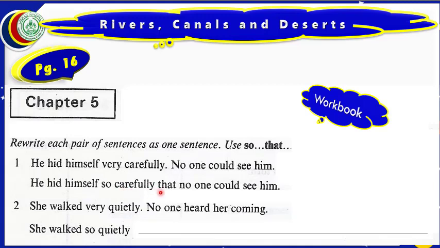He hid himself so carefully that: this full stop will be replaced by that, and this n of no will become smaller. I think you have recalled your memory, and you know now that to complete this page of the workbook, you will do the same that you have done in your exercise 4 of the book. How shall we complete this answer here? She walked so quietly. She walked very quietly. She walked so quietly. Now we shall replace this full stop by that, and we shall change this n into smaller.